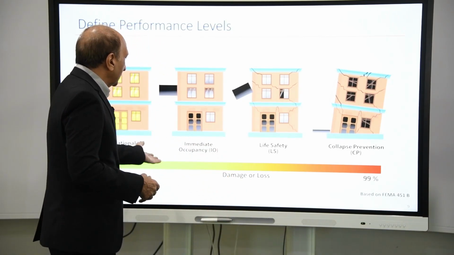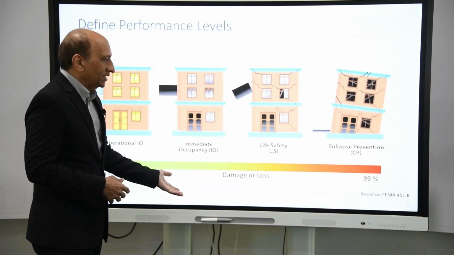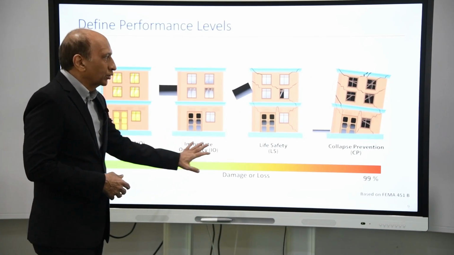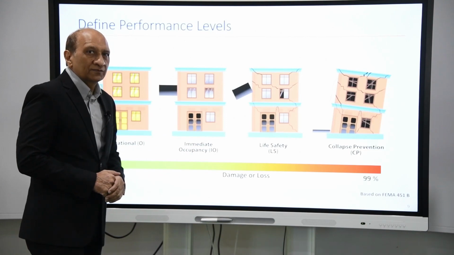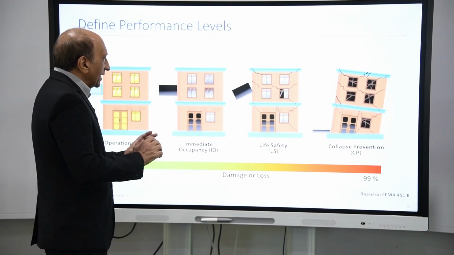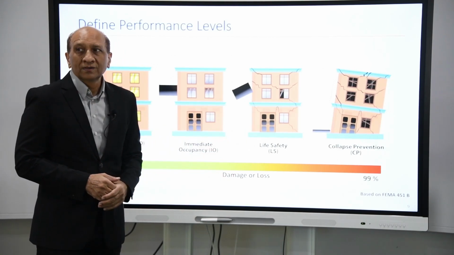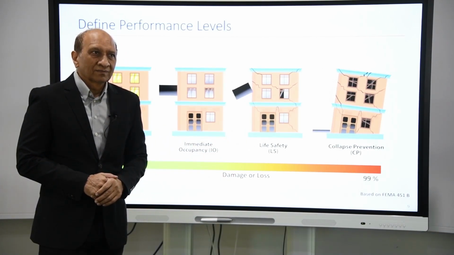We can actually put other things here. For example, money. We can put life. We can put time. So there are many things that we can put on the scale, which is part of the resilience-based design. But anyway, coming back to the performance levels. So we have these 4 important levels that we should think about.